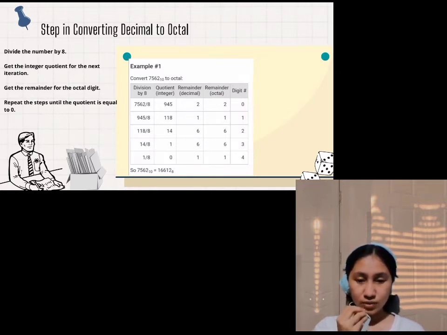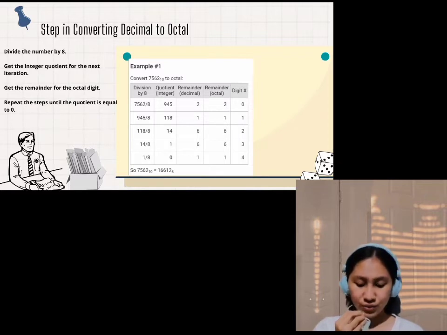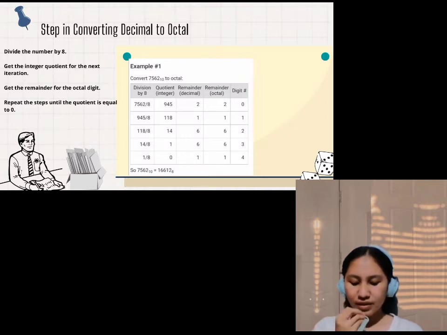14 divided by 8 is 1, and we have the remainder 6, because we cannot divide 6 by 8, so it is considered a remainder. So, 1 divided by 8, of course, is 0, and the 1 that is left is considered a remainder. For the conversion from decimal, we need to follow the MSB, the most significant bit, from the top bit down to 0. So 7562 in decimal, base 10, is equal to 16612 in base 8.